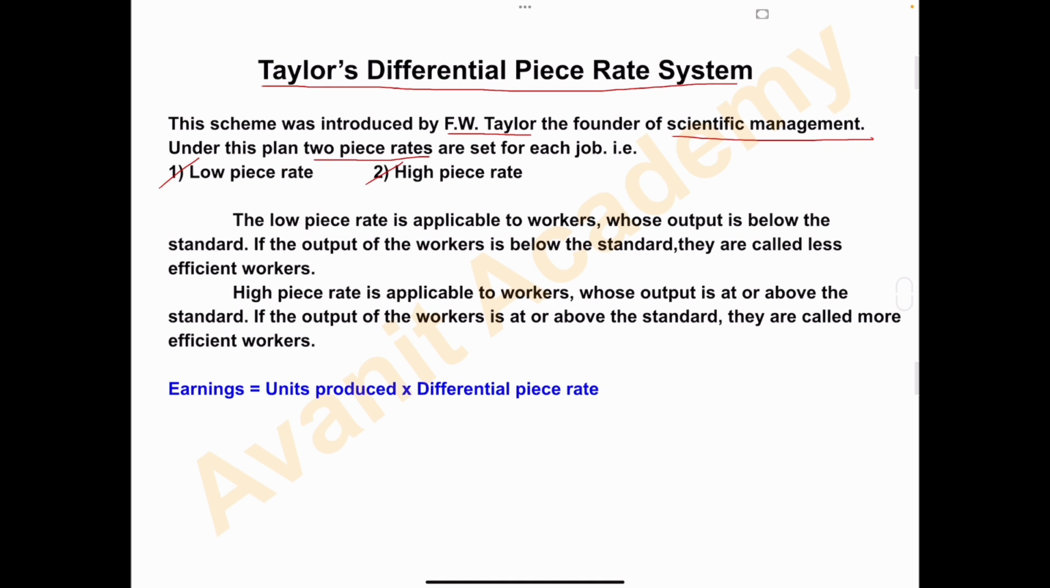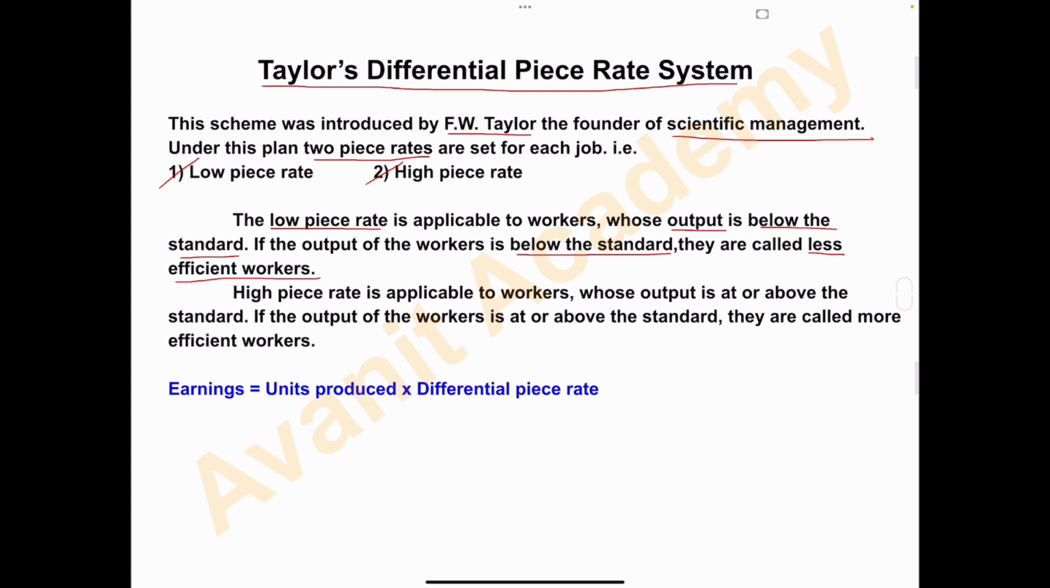The low piece rate is applicable to workers whose output is below the standard. If the output of the workers is below the standard, they are called less efficient workers. So whatever the target or the standard set by the company, if the workers perform below the standard or below the target, such types of workers are called less efficient workers, and to them we have to apply low piece rate.